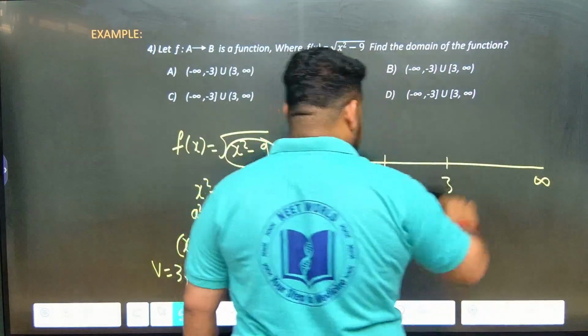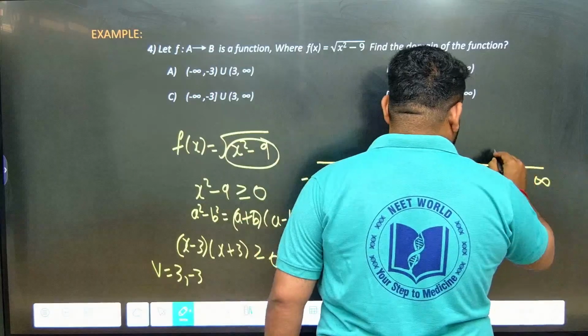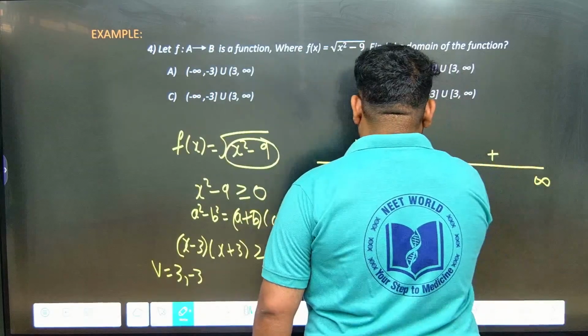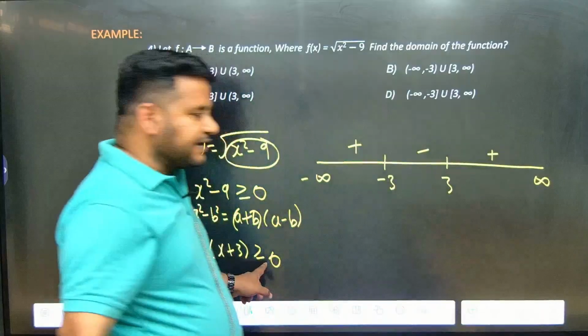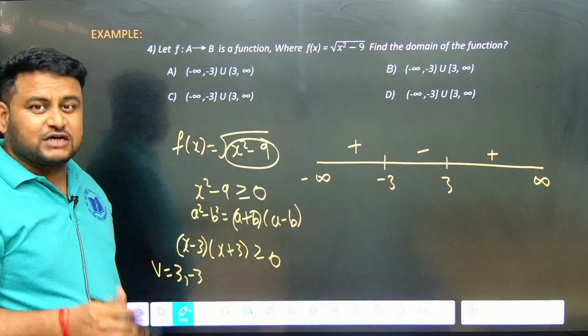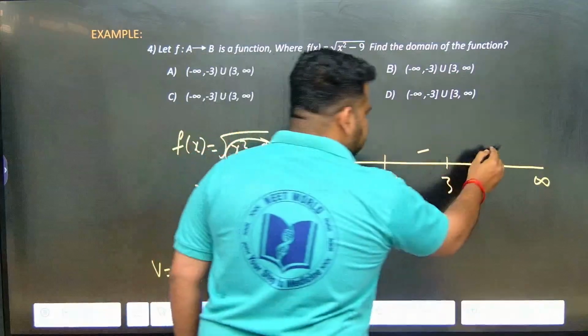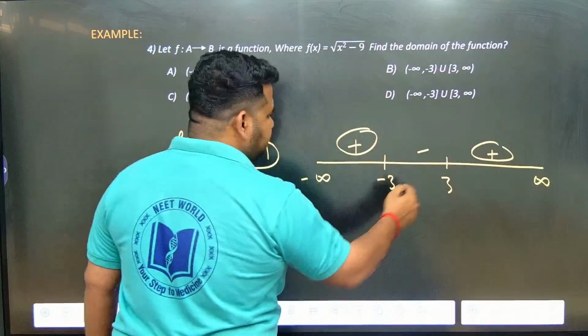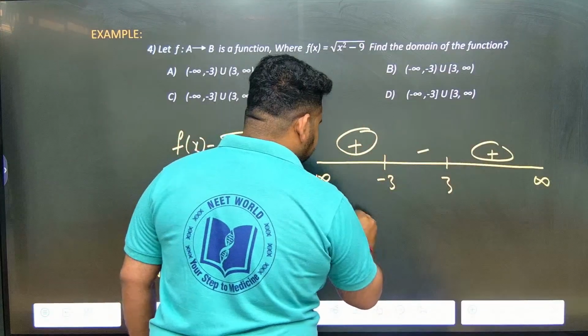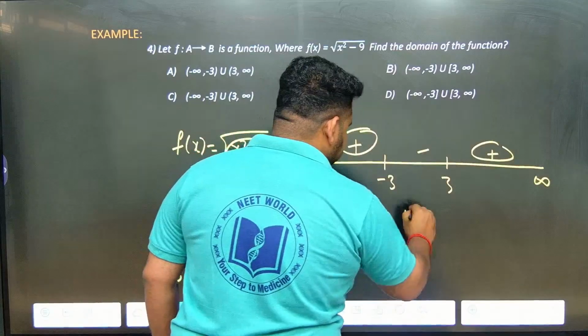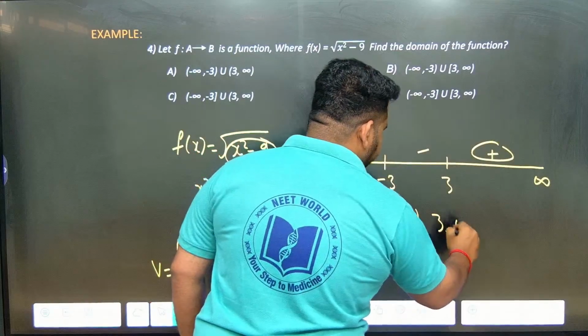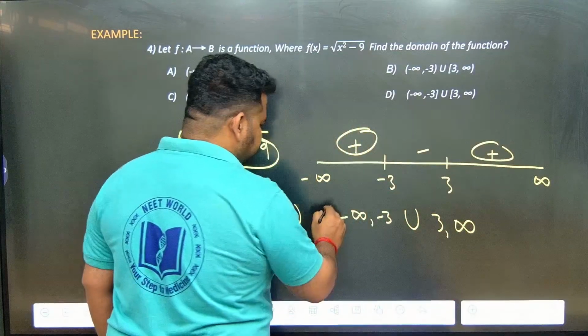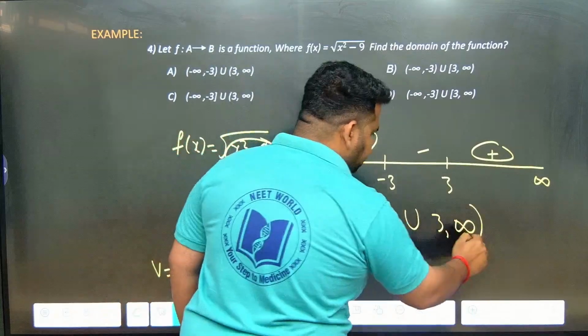Okay. So we have to write from the right side, that is plus minus plus. So it is greater than or equal to 0. So we are focusing on the positive region. So this will be minus infinity comma minus 3 union 3 comma infinity. Wherever infinity is there, definitely it is an open interval.